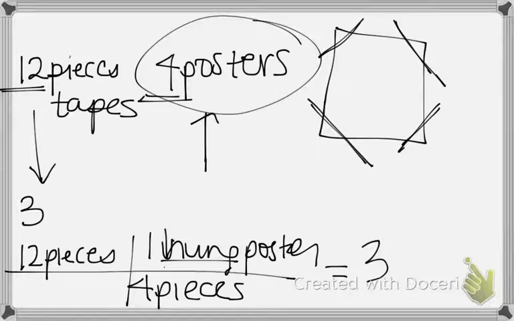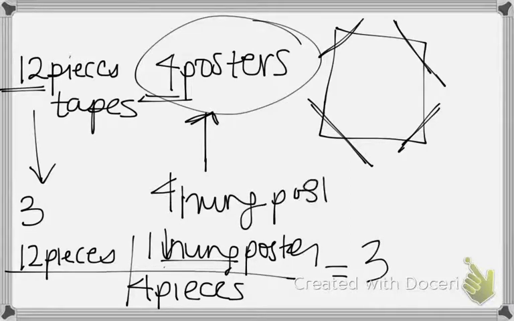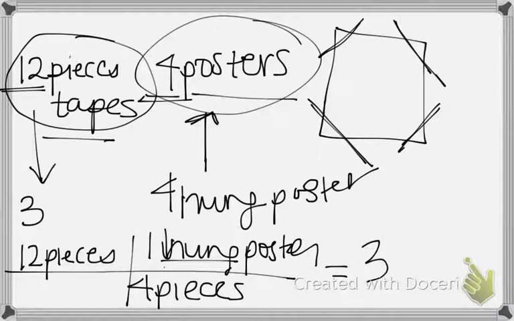However, based on this guy right here, if I have 4 posters, you would think that I could have 4 hung posters. So which guy is our limiting reactant? Yes, you would get it. The 12 pieces of tape, okay? So this is why our limiting reactant isn't based on how much we have, but how much potential product could be made. And you realize that I figured these 2 numbers out independent of each other, okay?